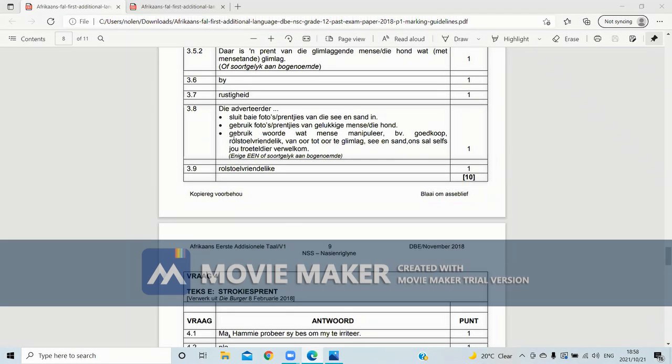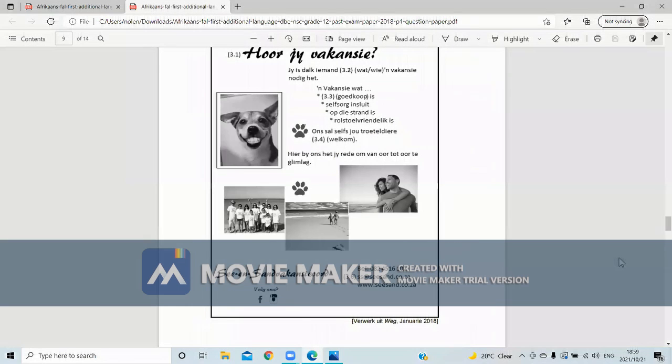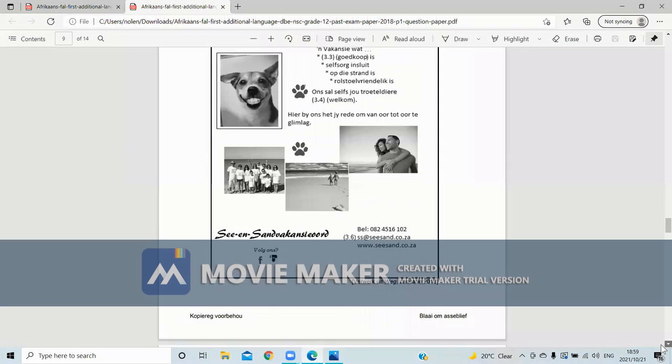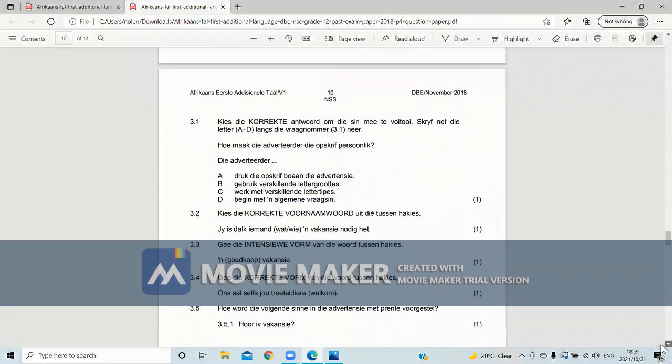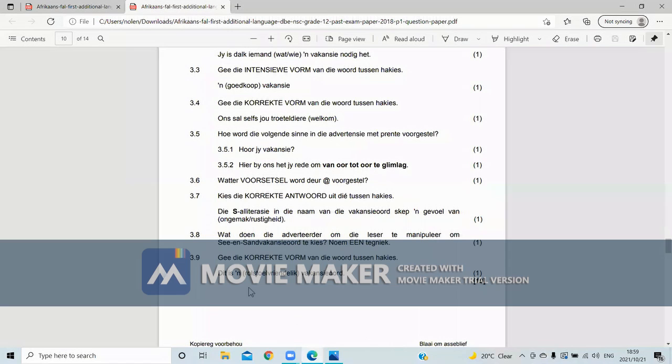Even the dog's happy. They use words that manipulate people, like, for instance, goedkoop, which means cheap or affordable. Rolstoelvriendelik is wheelchair friendly. Van oor tot oor te glimlach, so to smile from ear to ear. See en sand, so sea and sand, who doesn't like the beach. Ons sal selfs jou troeteldier verwelkom. We'll even welcome your pet. Okay, but I would always say go with the obvious ones. People are smiling.